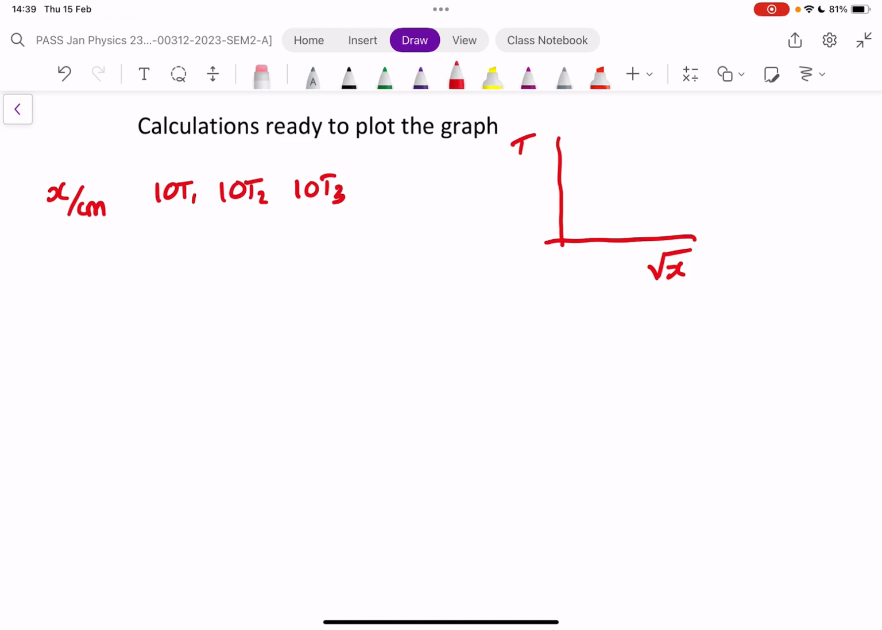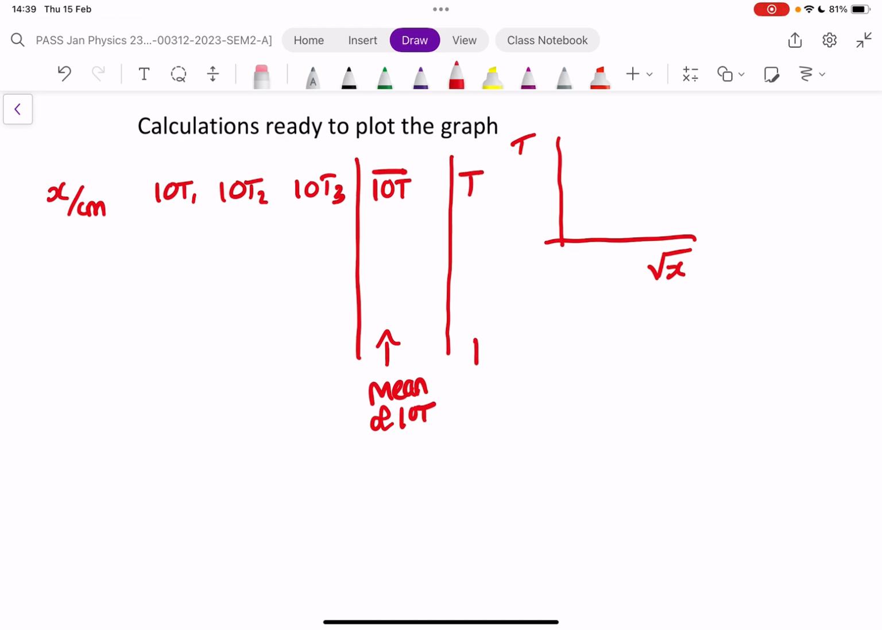So what we're going to need to do firstly is work out the mean of the 10 readings. The next thing we're going to need to do is work out the value of a single time period. So basically from there to there, divide each number by 10. And of course these are going to need their units as well.